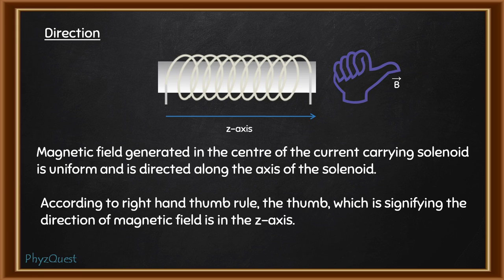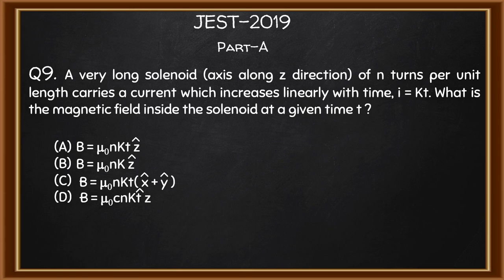So we can finally write the magnetic field along with the magnitude and the direction as B is equal to mu0 n k t z cap. So this is the answer we have calculated. Now let's check the options. Here if you check the options, you can see that option A is matching with our result. So the correct answer is option A. Thank you.